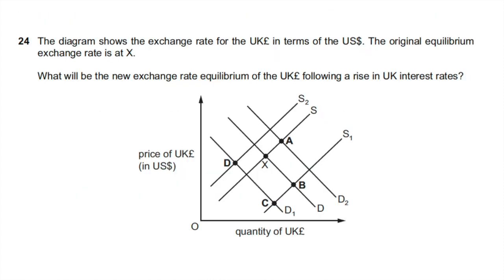24. The diagram shows the exchange rate for the UK pound in terms of the US dollar. The original equilibrium exchange rate is at X. What will be the new exchange rate equilibrium for the UK pound following a rise in UK interest rates? The correct answer here is A. If the UK increases interest rates, that will increase the demand for the pound, shifting D to D2. Therefore, A is the new exchange rate equilibrium.